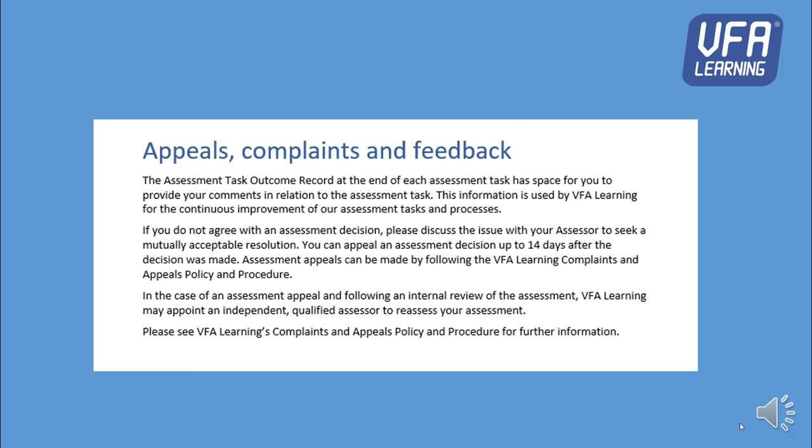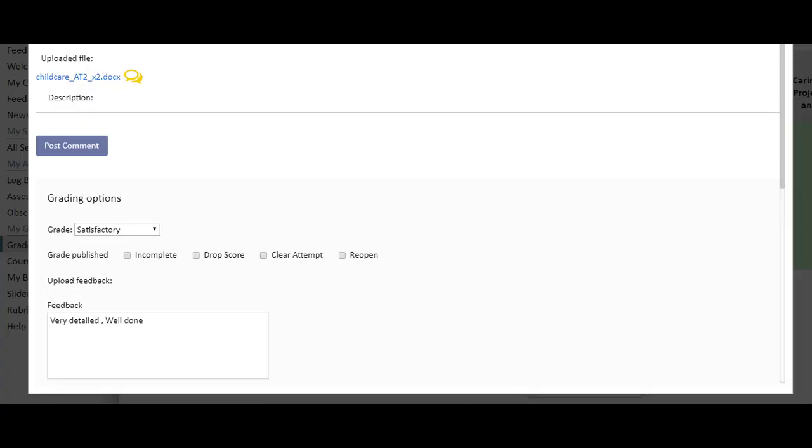If you do not agree with an assessment decision, you've got the right to appeal it through our appeals, complaints and feedback process. The first step can be to post a comment in the assessment grading section. An example might be where you've been graded wrong for a question you think is right. You'd post a comment in there saying, "Can you please have a look at this question again? You feel that it's right."